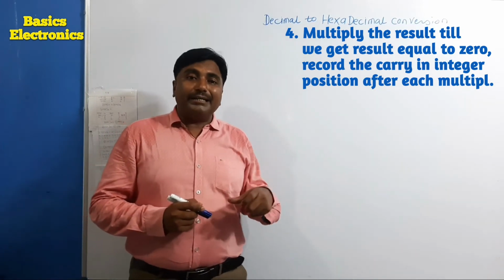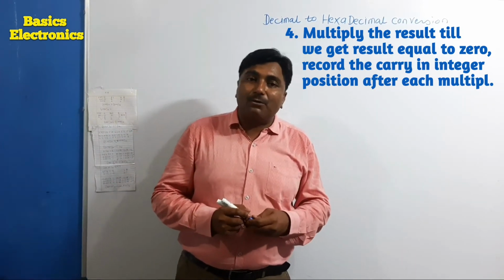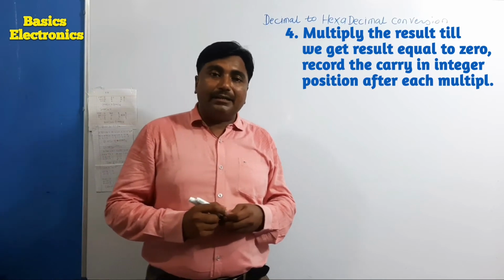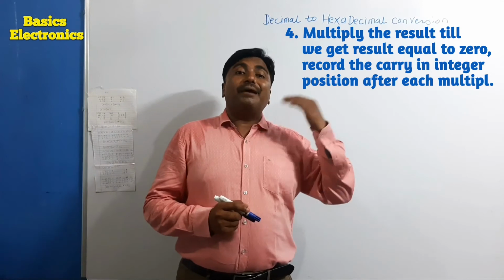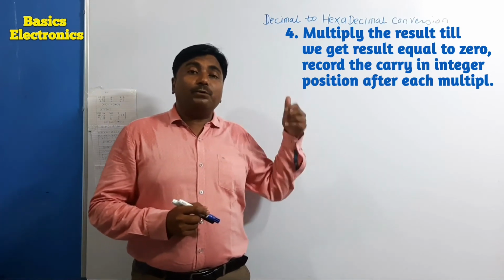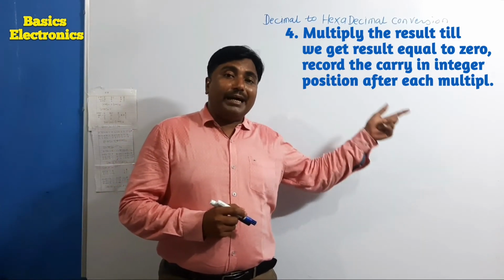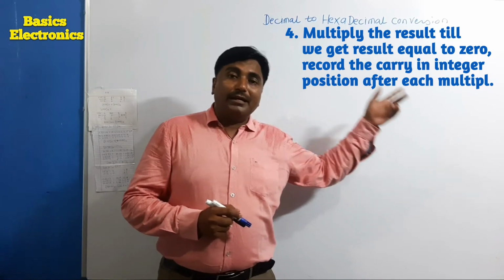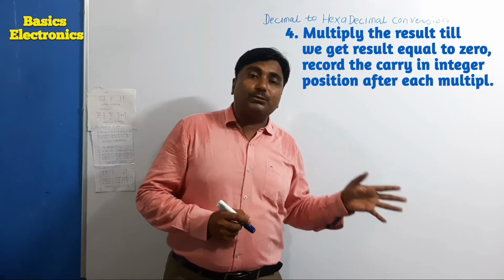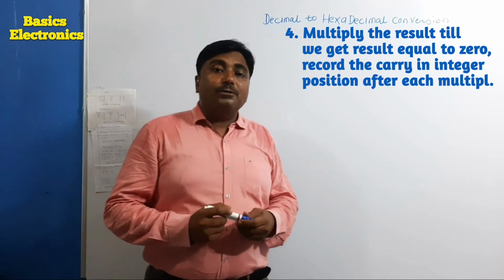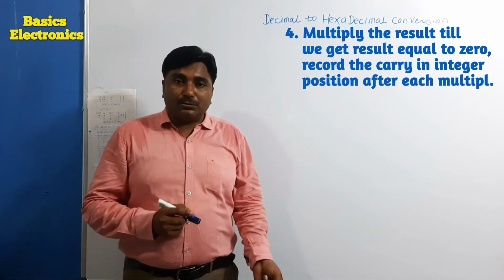Whatever the remaining part is, that remaining part we now consider as the result. That result we have to multiply again by 16. Again we record the carry in integer position after writing the result. This process we have to follow until the result is equal to 0.